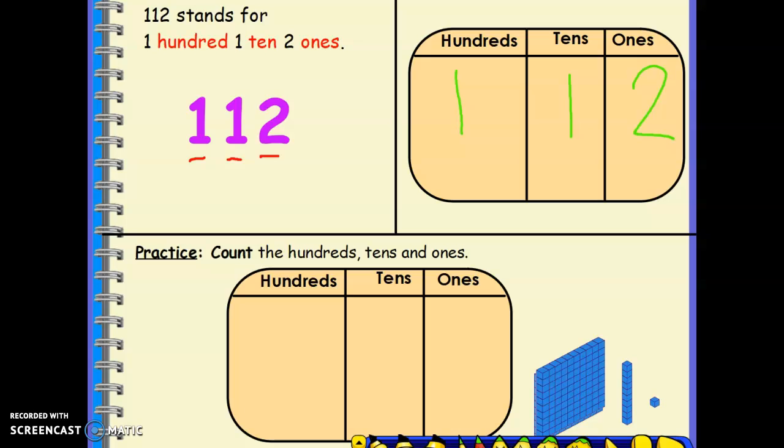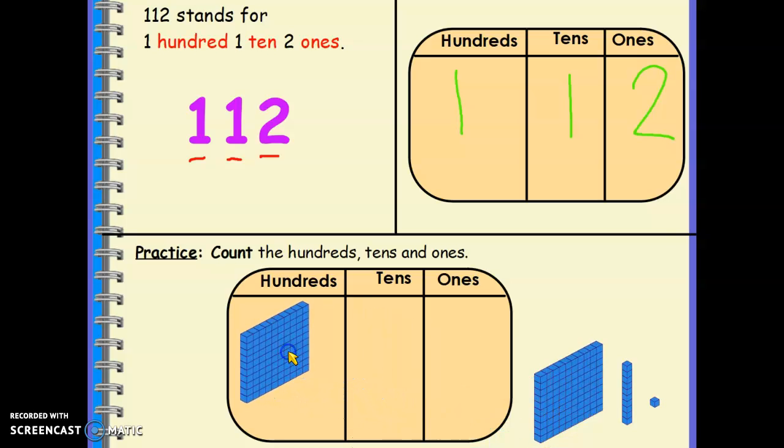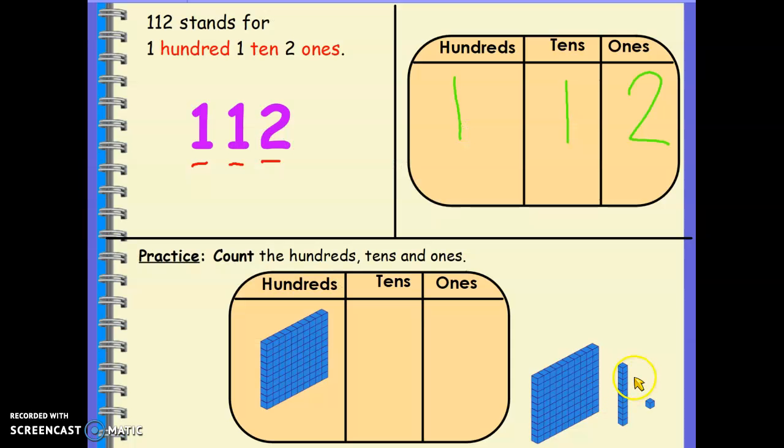How many hundreds do I need to get? I need to get 1 hundred. How many tens do I need? I need 1 ten. How many ones do I need? I need 2 ones. 1, 2. So our number is 112. Here we have 100, counting on 110, 111, 112.